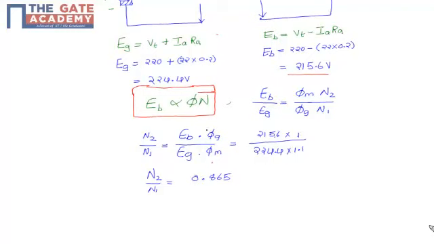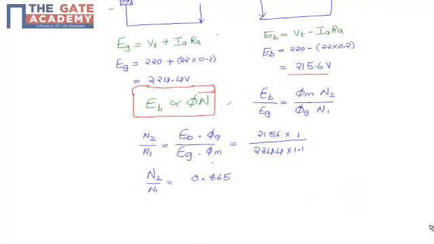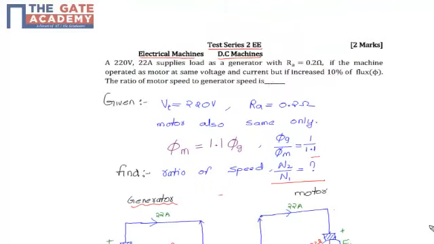We know the values of Eb, Eg, phi g and phi m. Substituting the values in this formula, Eb is 215.6 volt, phi g is 1, and phi m is 1.1, so 215.6 into 1 by 224.4 into 1.1. After solving this, we get the ratio of the motor speed to the generator speed as 0.865.